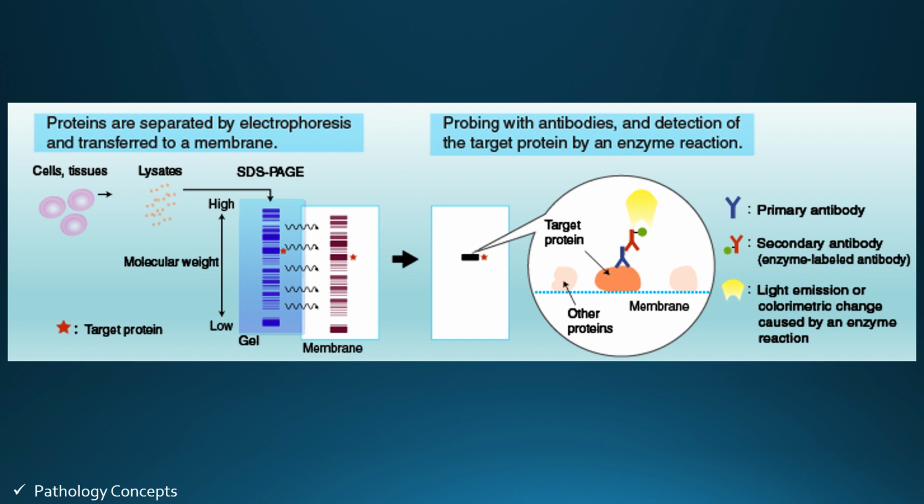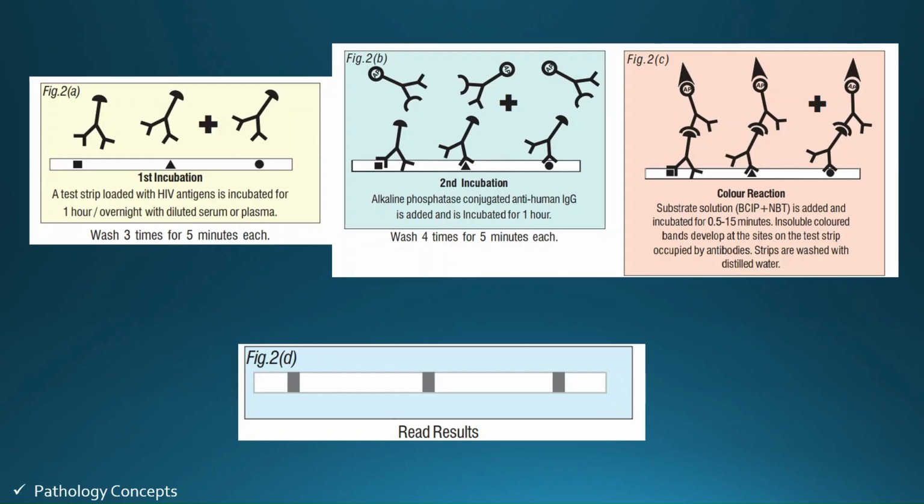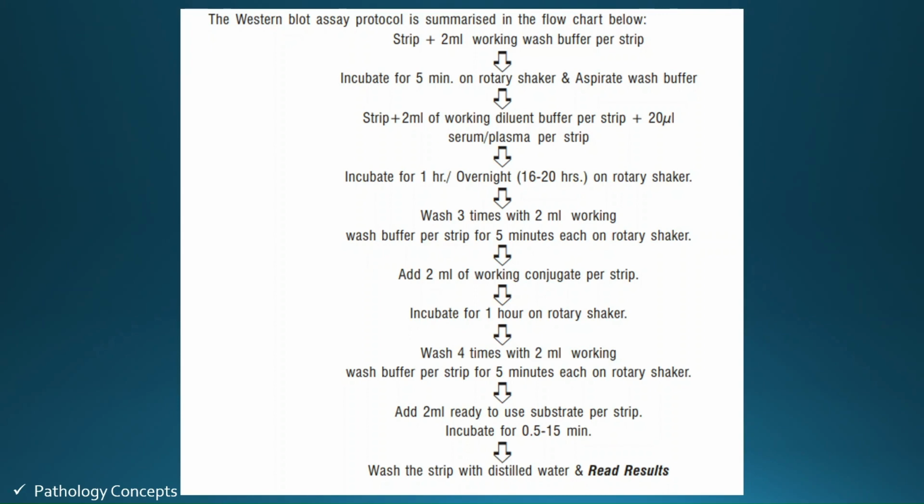In the next slide, we are seeing the procedure of how to perform the HIV Western blot. This picture shows in short the HIV Western blot procedure. First, incubation is done with the patient serum or plasma. The second incubation is done with a conjugate and the third incubation is done with a substrate. After the procedure, we can see the bands. This is the flow chart of how the test is performed.